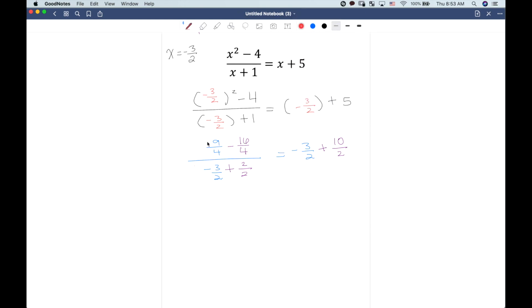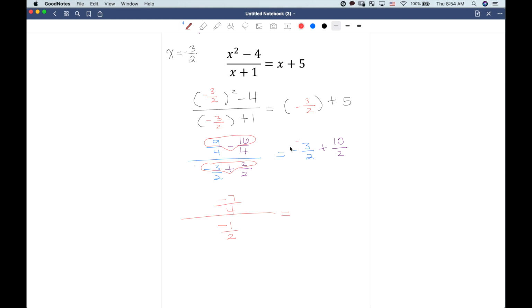When you have the same denominator, you don't have to worry about it anymore. You just focus on the numerator. So 9 minus 16 is going to be negative 7. You keep the same denominator, so it's negative 7 over 4. Same denominator, so you only focus on the numerator. Negative 3 plus 2 is negative 1. Denominator stays the same, so it's negative 1 over 2.